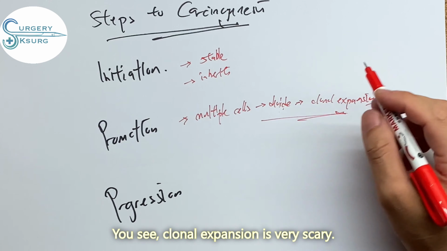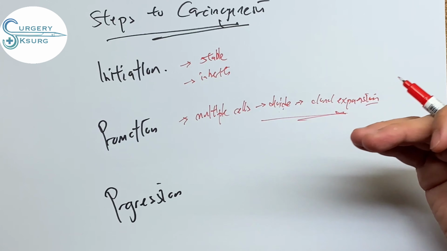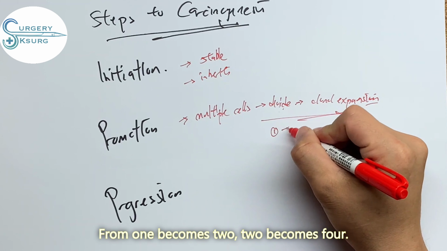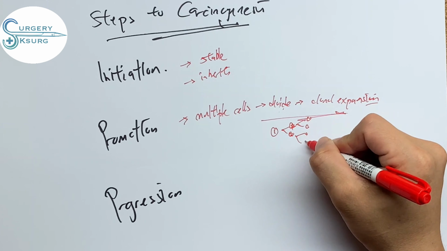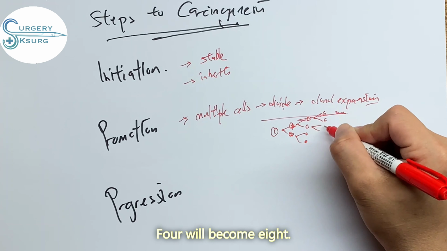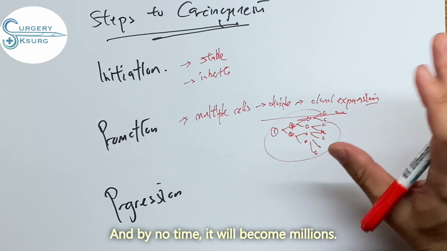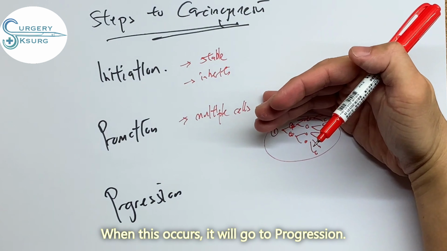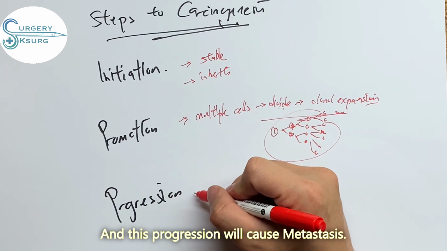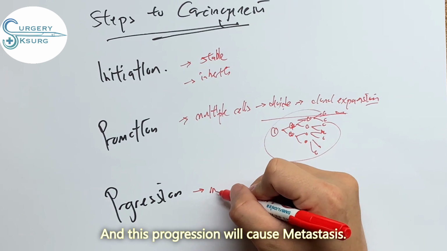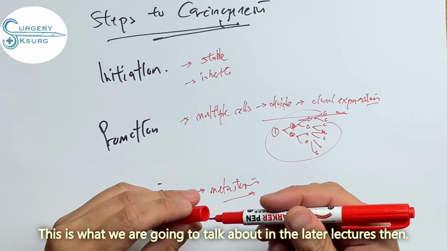See, clonal expansion is very scary. It's a geometric duplication. One will become two, right? Two will become four. Four will become eight. And in no time, it will become millions. So when this occurs, it will go to the progression. And this progression will cause the metastasis. And this is what we are going to talk about in the later lectures.